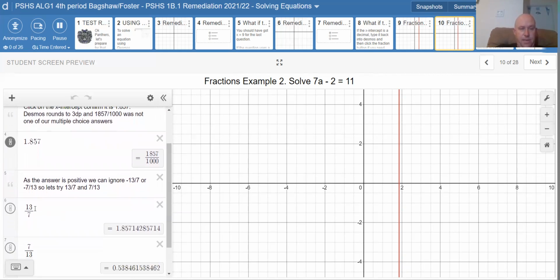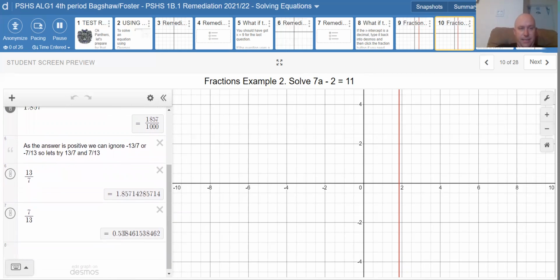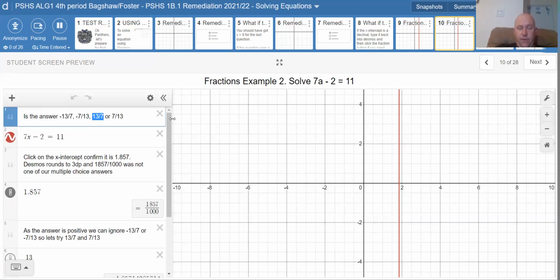Well, I can type in each answer choice, and then I can just compare the decimals. So 1.857, 13/7, that correct answer we just looked at. You can see it's 1.857, but then it carries on for a long way. And if I try some of the other options, you can clearly see this is a totally different decimal. And you can check all of them until you find out the correct one.